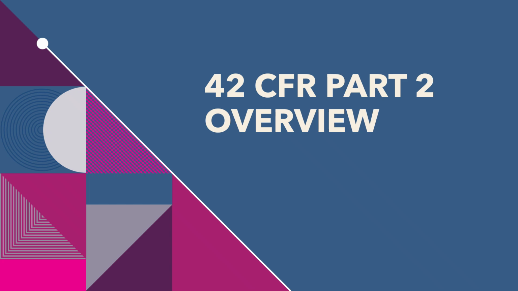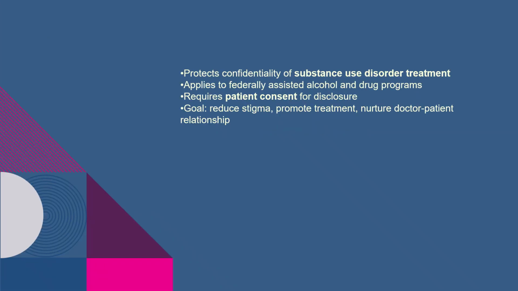In the next slide, we'll explore the details of what it covers and how it works. Now we're shifting to 42 CFR Part 2, which specifically protects patients receiving treatment for substance use disorders. This rule is designed to maintain confidentiality, reduce stigma, and encourage people to seek treatment without fear of their information being disclosed inappropriately. In the next slide, we'll explore the details of what it covers and how it works.